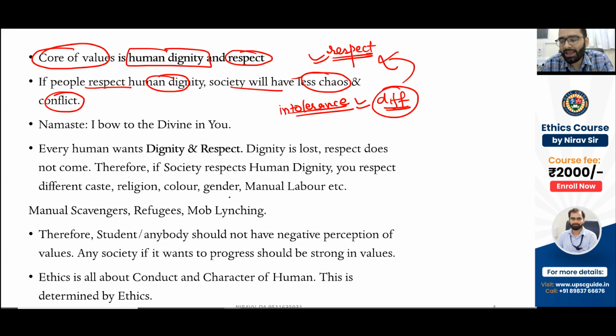What do we think? White skin is very good, black skin is not very good. White skin is superior, black skin is inferior. We feel that Brahmins are superior and Shudras are inferior. So in that process, we are not respecting human dignity. Are you understanding? We are not respecting human dignity. That is why, if a society wants to be in peace, the core of that society is human dignity and respect.